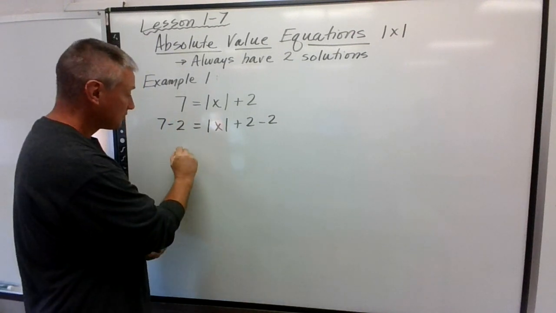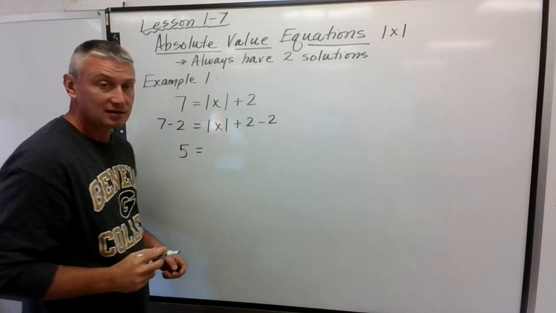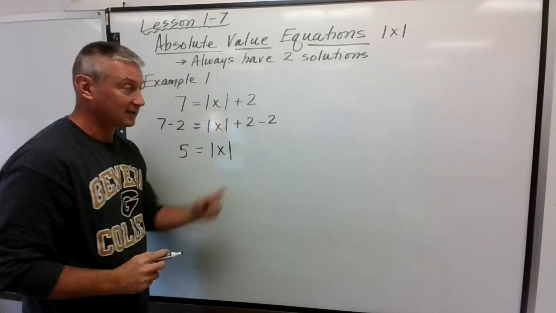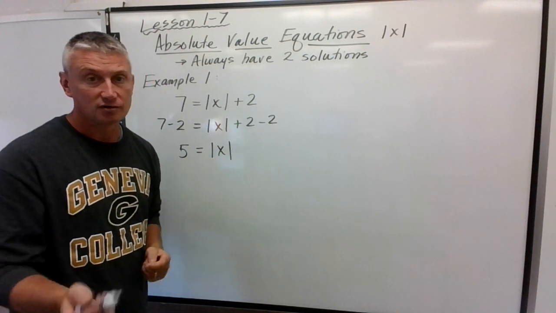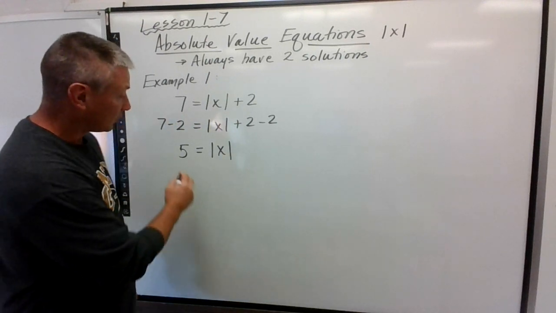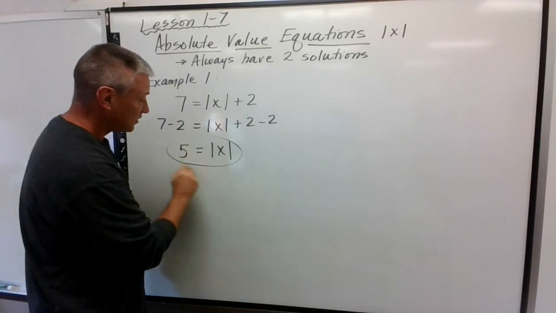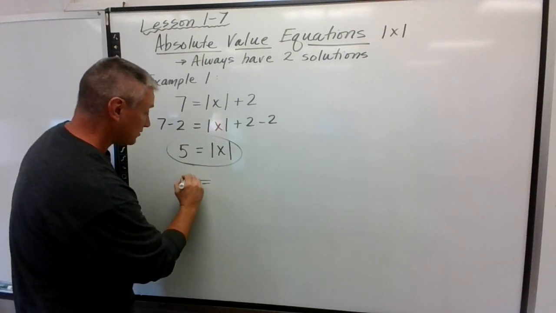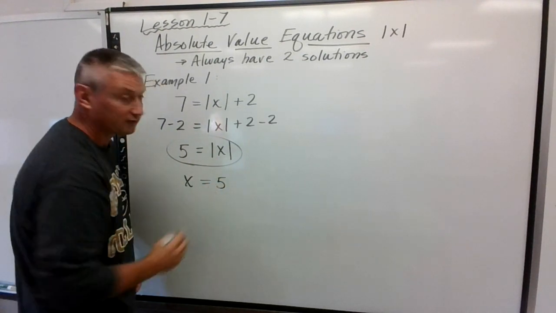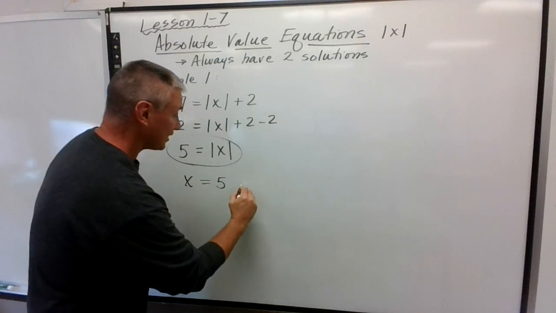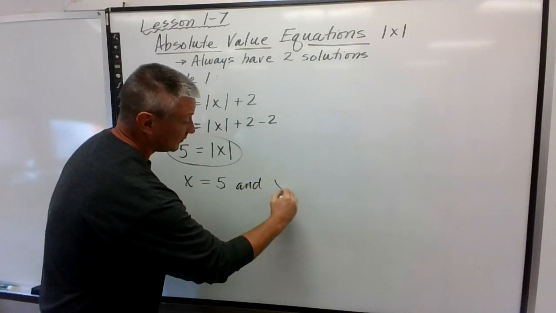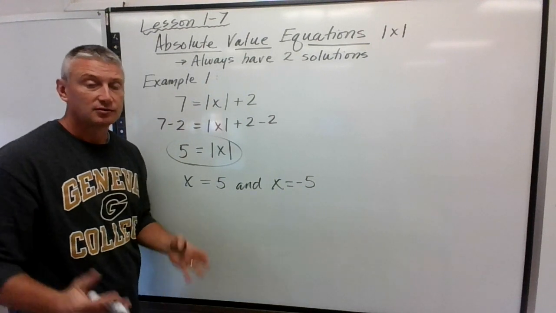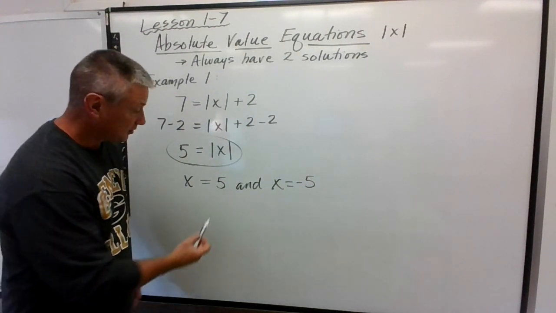If we do that, our answer on this side is 5, and over here we have the absolute value of X. The 2 is obviously gone. 2 minus 2 is 0. So what does this mean? Well, this means we have two answers for X. First answer is just X equals 5. Our second answer is X equals -5.